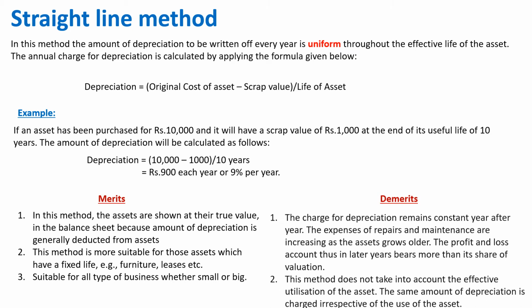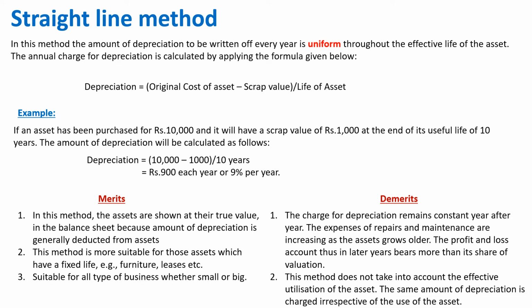Coming to the demerit part, the charge for depreciation remains constant year after year. The expense of repair and maintenance increases as the asset grows older. The profit and loss account thus in later years bears more than its share of valuation. So the point here is that when the asset becomes older, you require more maintenance cost. Hence, your depreciation is uniform every year. So in the last years you will have a huge depreciation plus a repair cost. In the initial years, the depreciation will be the same, but the repair cost will be lower. So the cost on the asset will go up when the asset becomes older.